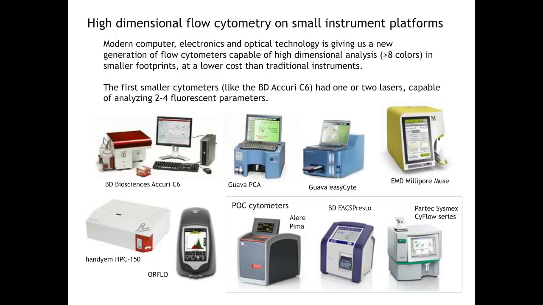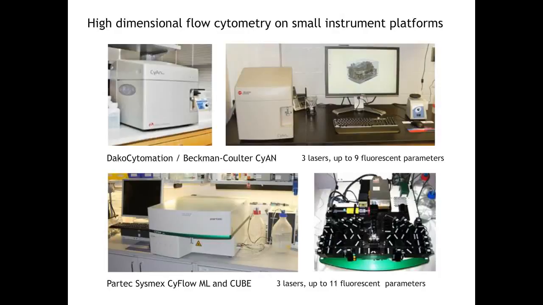We've already had a number of small instruments like the BD Accuri, the Guava series of flow cytometers, the more recent HandEM and EMD Millipore Muse instruments that are capable of 1 or 2 color analysis. We also have instruments like the Alere Pima and the BD Presto that are capable of point-of-care analysis, where you're also doing only 1 and 2 color. But these instruments tend to be very simple and capable of only a small number of parameters.